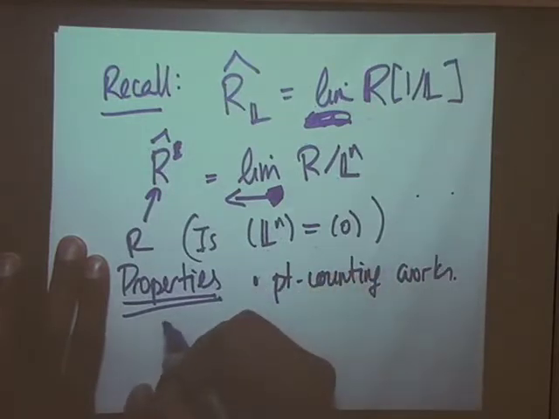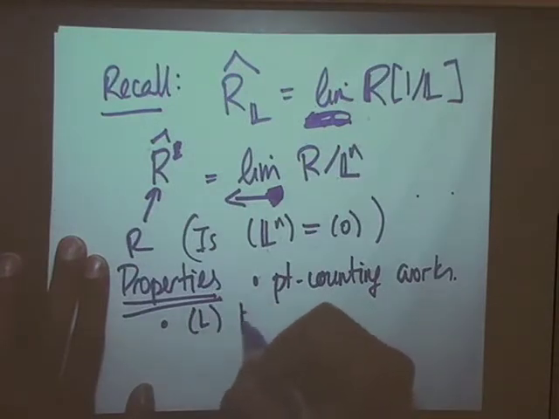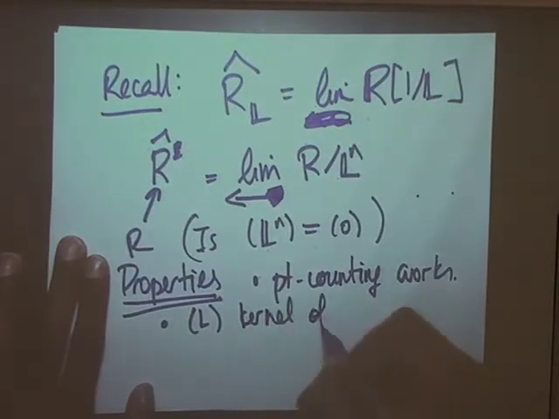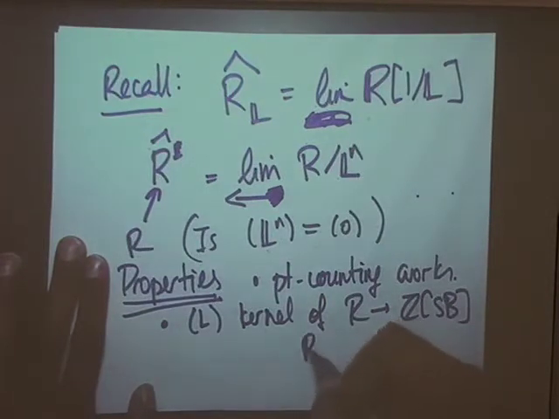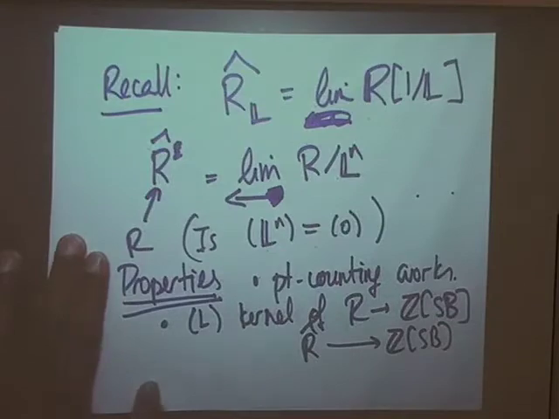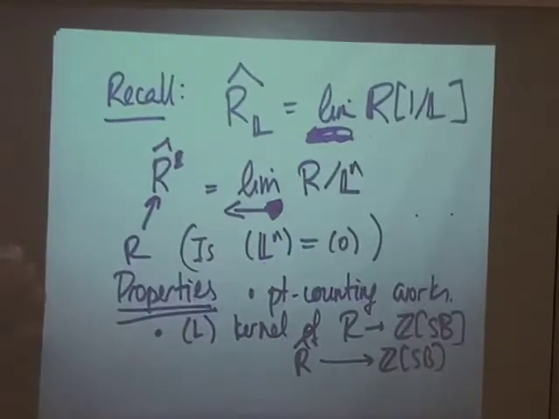Another thing is that, because we remember that L is in the kernel of this map to knowing what the stable birational classes are, that means that there's a map from R hat to stable birational classes, because we can just mod out by L. So that information, the stable birational class, is also kept inside here.